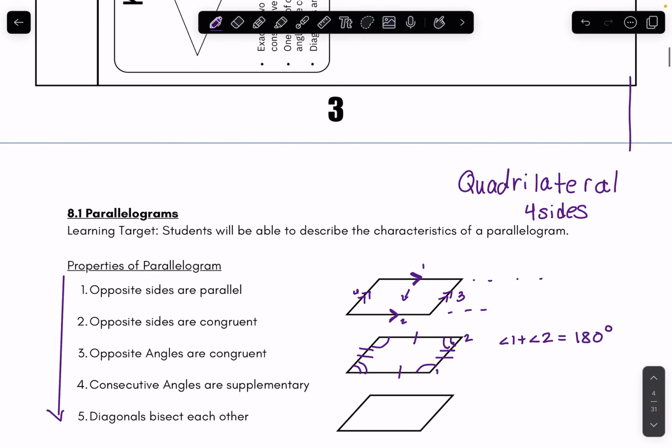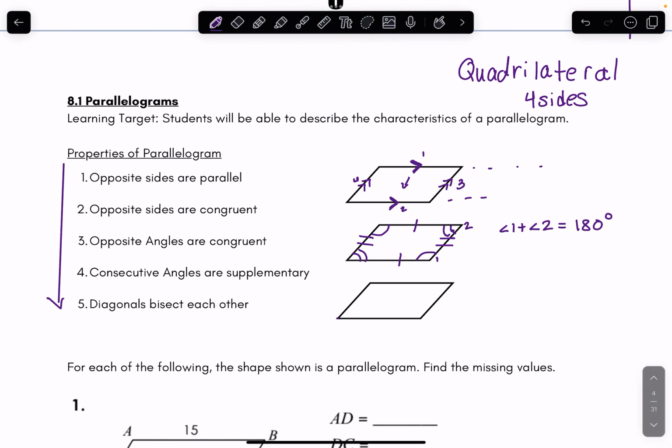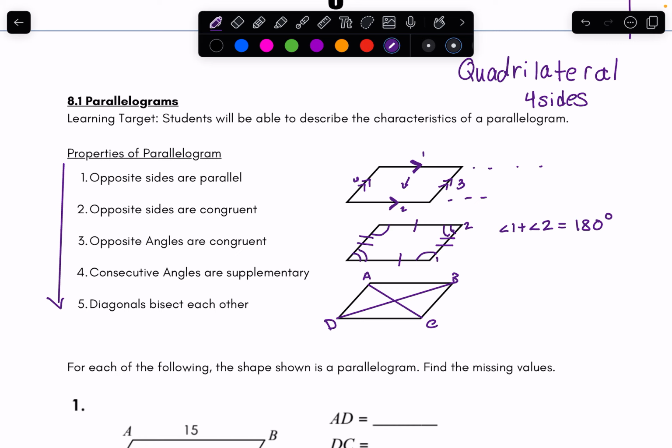And then finally, as something a little bit different, the diagonals bisect each other. So a diagonal connects two opposite angles with a line. So AC and BD are our diagonals. So when they bisect each other, we have segment bisectors. So these segments are splitting each other in half where they cross. Right, so if we call this E, then you know that AE is congruent to CE, and BE is congruent to DE.